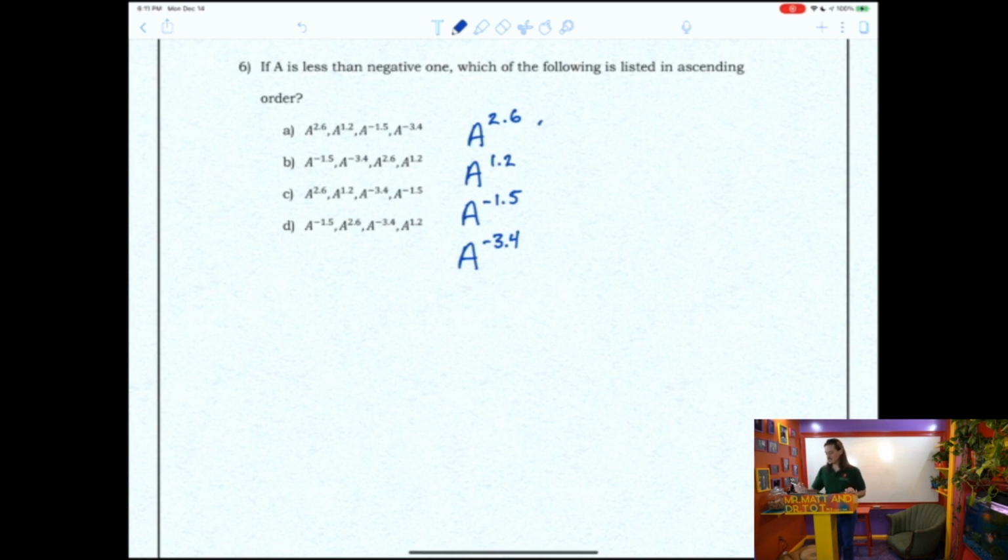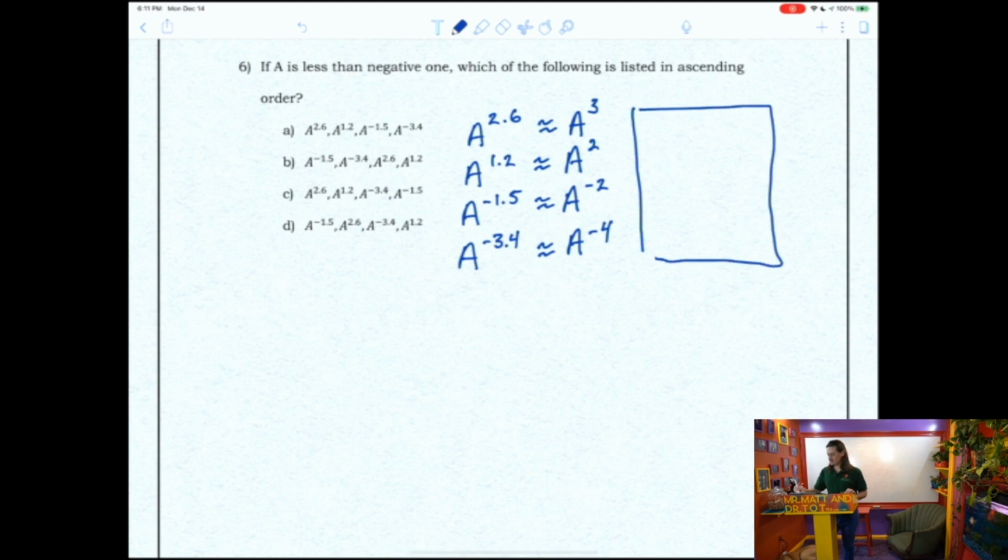I'm going to approximate a to the 2.6 to be about a cubed. I'm going to approximate a to the 1.2 to be conceptually the same as a squared. I'll pick a to the negative 1.5 to be a to the negative 2 power, and a to the negative 3.4 to be a to the negative 4 power. Now I can draw my table and compare it to more conventional numbers, namely numbers greater than 1. If a were greater than 1, I'm going to examine that outcome and flip it on its head when analyzing what would happen if the number is between 0 and 1.